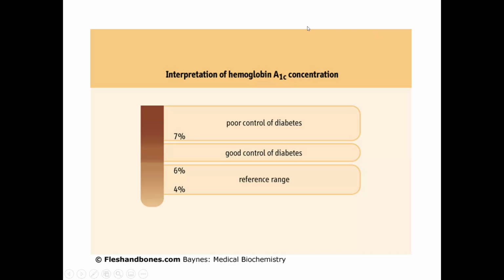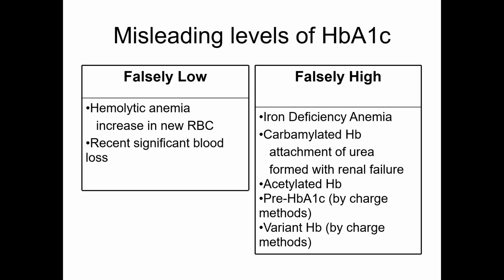So the interpretation of hemoglobin A1c, 7% means there's poor control of diabetes, 6% means there's good control of diabetes, and 4% is the reference range. Misleading levels of HbA1c. It's falsely low in hemolytic anemia. There's an increase in new red blood cells and recent significant blood loss. It's falsely high in iron deficiency anemia and the other items that are listed below here.